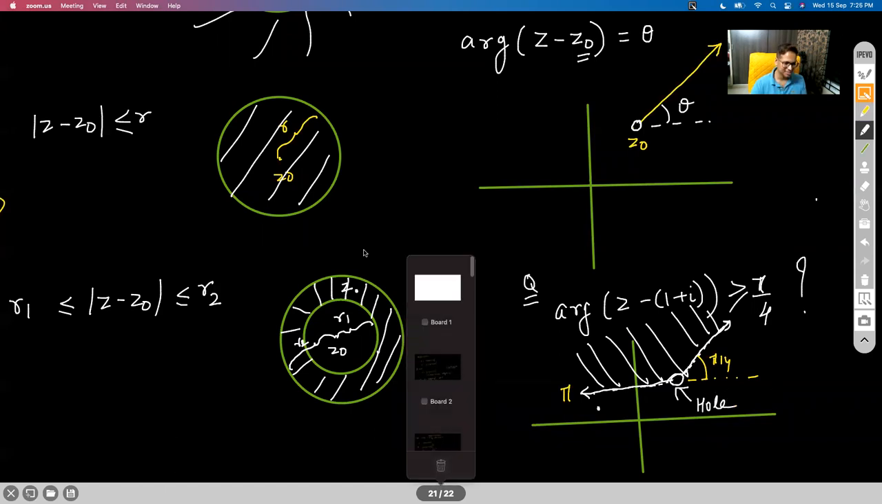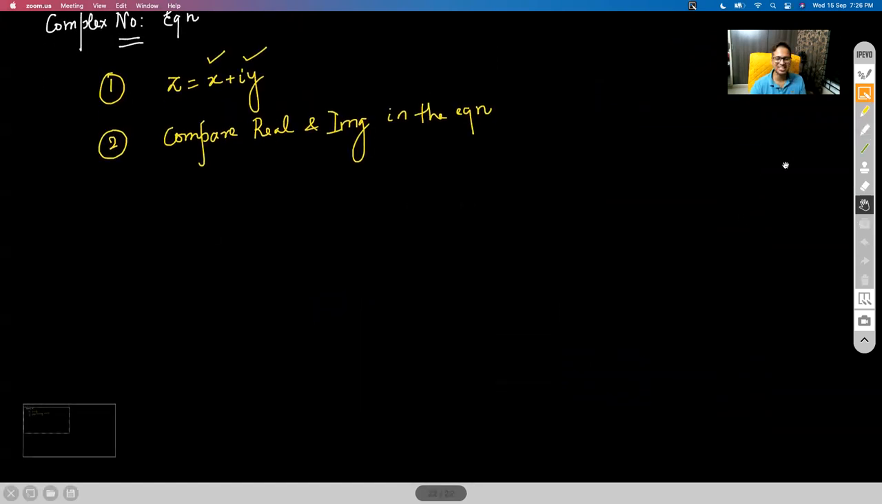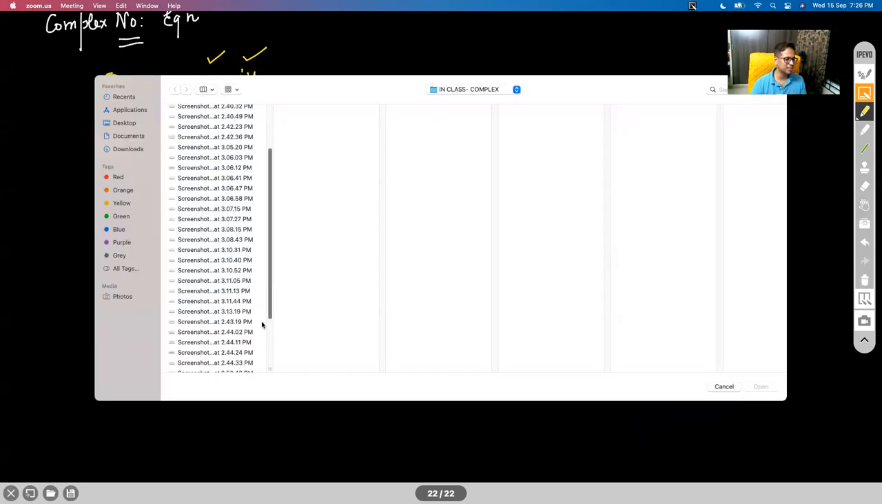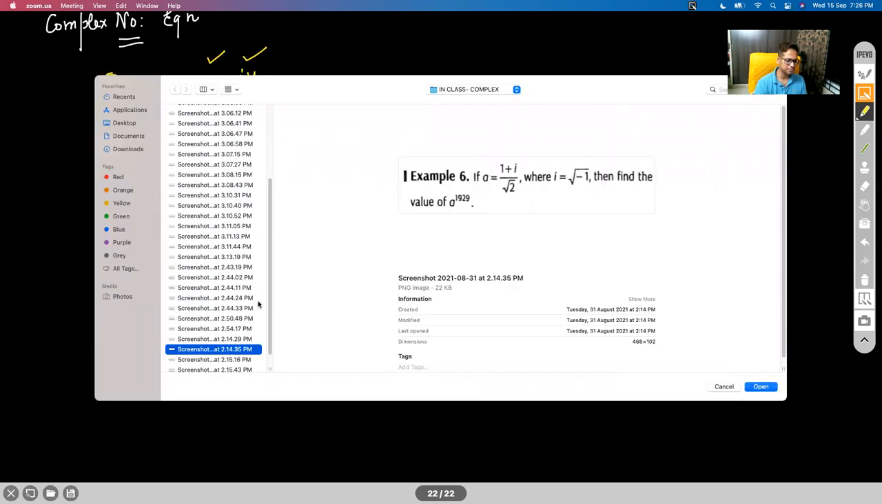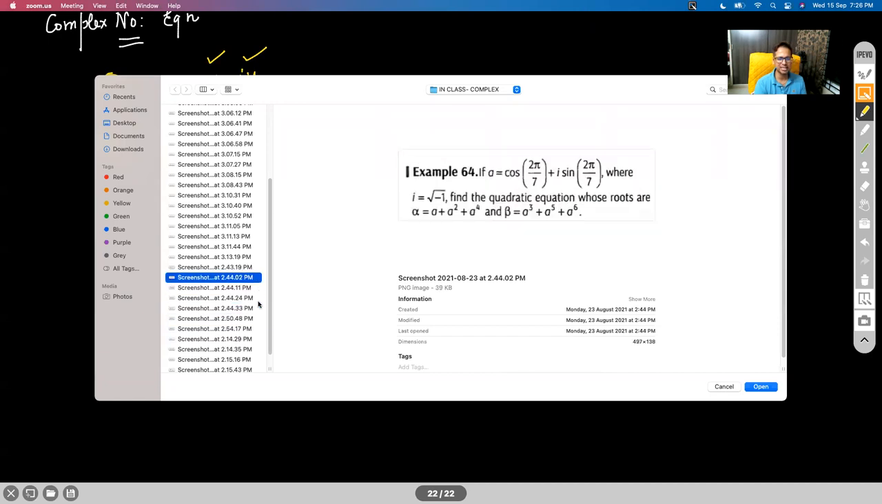Okay. Thank you, Tejaswini, for bringing me back to that slide. I think I had forgotten that. Now I will take a simple demonstration of this and solve a question for you. From there, the idea will be clear.